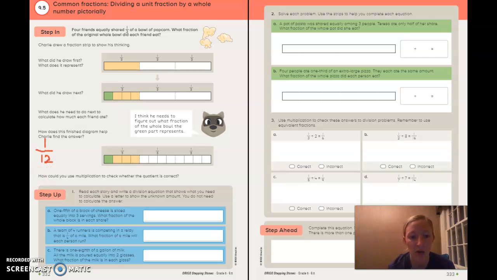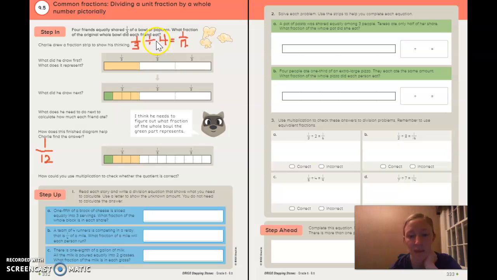Then it says, how could you use multiplication to check whether the quotient is correct? Well, it's important to know what your original equation was to begin with. Here, we were taking 1/3 of a bowl of popcorn and dividing it among 4 different people to get the answer 1/12. So that's a division equation. Now they want to know how you could use multiplication to check whether that quotient is correct.